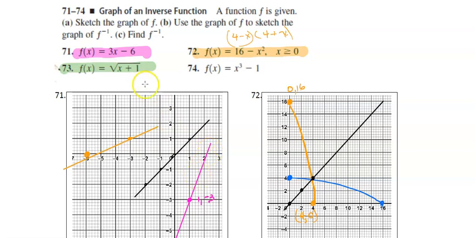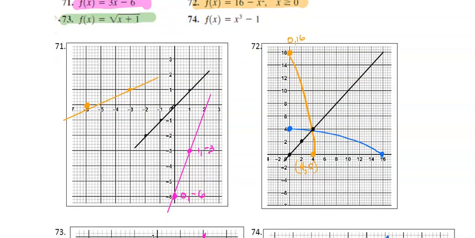Here's my pink original function. What I did was I found 2 points on that original line, and you should be able to do that. It's clearly easy to find the y-intercept. The way you graphed it is you go to the y-intercept, and then because the slope is 3, I would go up 1, 2, 3 over 1, and I found that point. Take these points and reverse the x and the y.